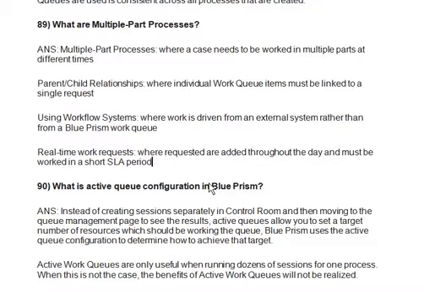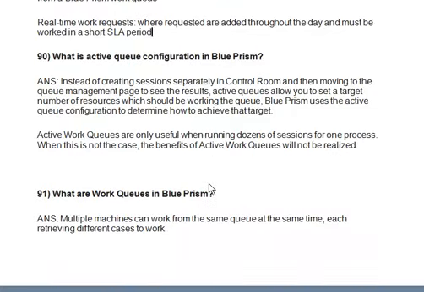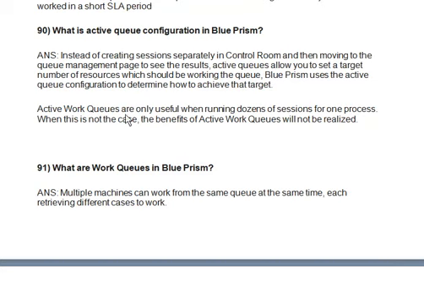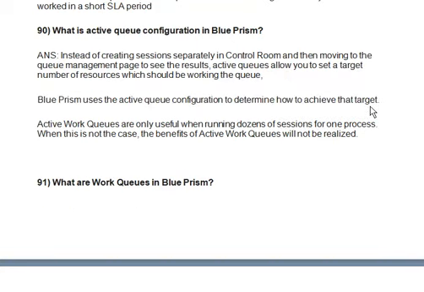These are the three multiple part processes in Blue Prism. So what is active queue configuration in Blue Prism? Instead of creating sessions separately in control room and then moving to the queue management page to see the results, active queues allow you to set a target number of resources which should be working the queue. Blue Prism uses the active queue configuration to determine how to achieve the target.